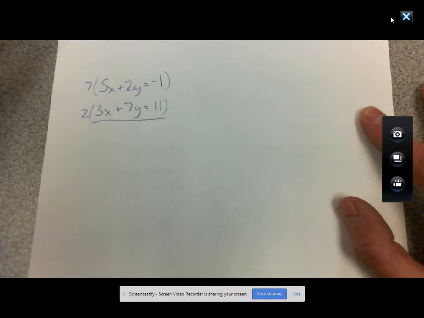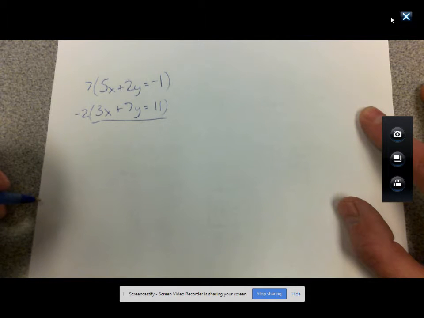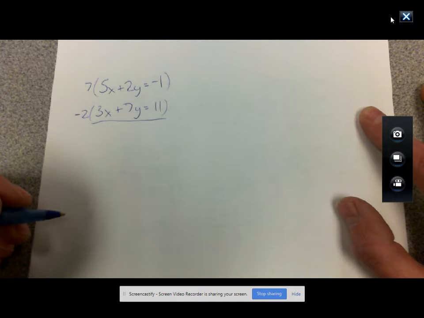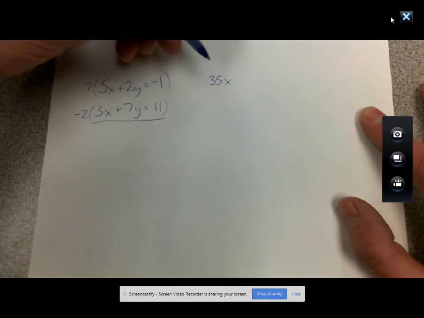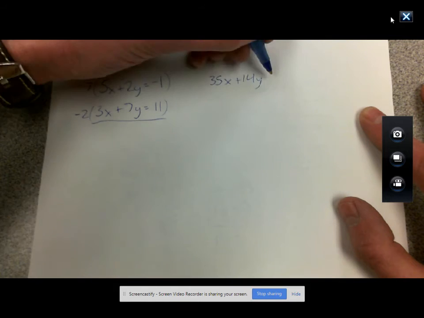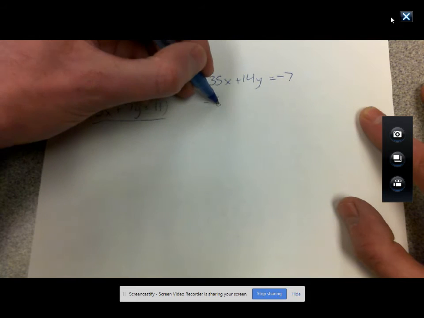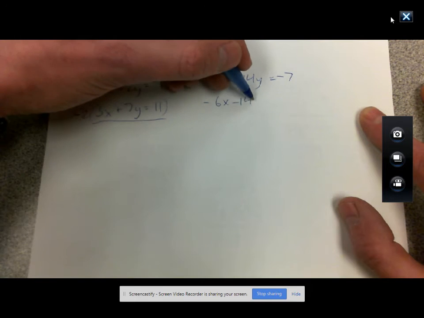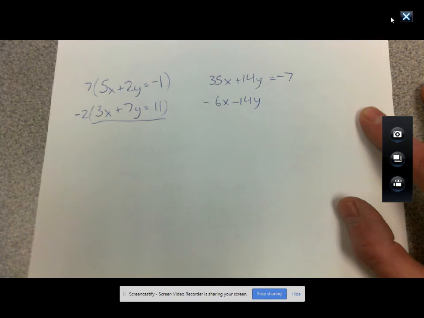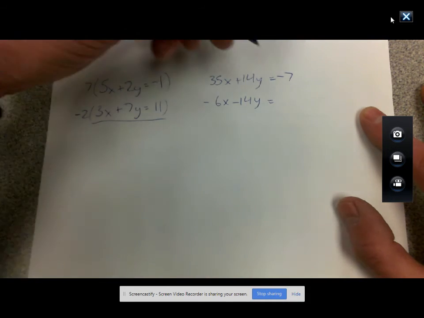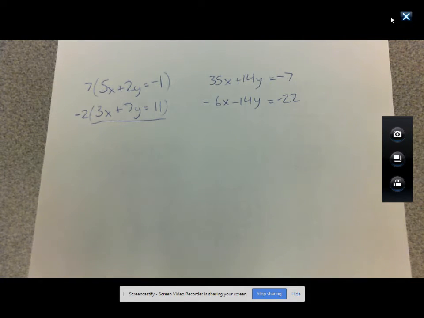And one of them has to be negative. So I got a plus and a plus. I need one of them to be a minus. That way, they'll add to 0. So if I multiply through, I'd have 35x plus 14y equals -7. And I'll have -6x minus 14y. So that's good. Positive 14, -14, that's going to become 0 when I combine those together. And I'm going to get -22. So don't forget to multiply through to everything in both equations.